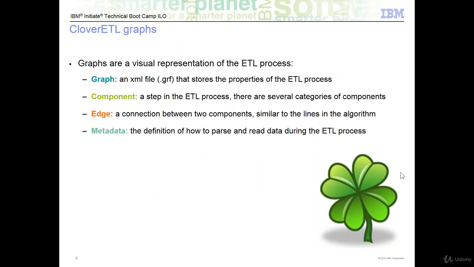Graphs are the visual representation of the ETL process. The graph is an XML file, .grf, that stores the properties of the ETL. A component is a step in the ETL process. An edge is a connection between two components. And metadata is the definition of how to parse and read the data during the ETL process.